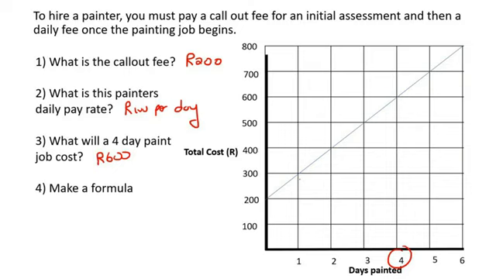So let's say here, total cost is equal to 200, which is the call-out fee, plus the number of days that the person paints for multiplied by 100.